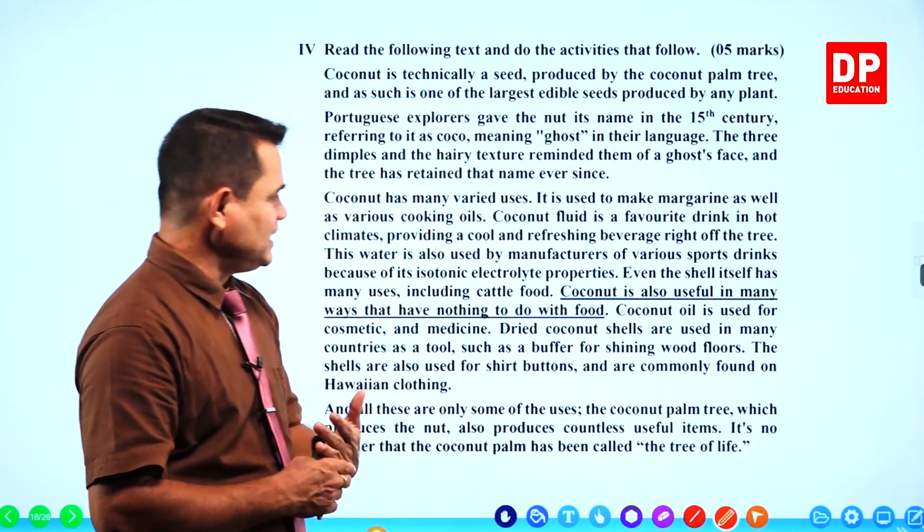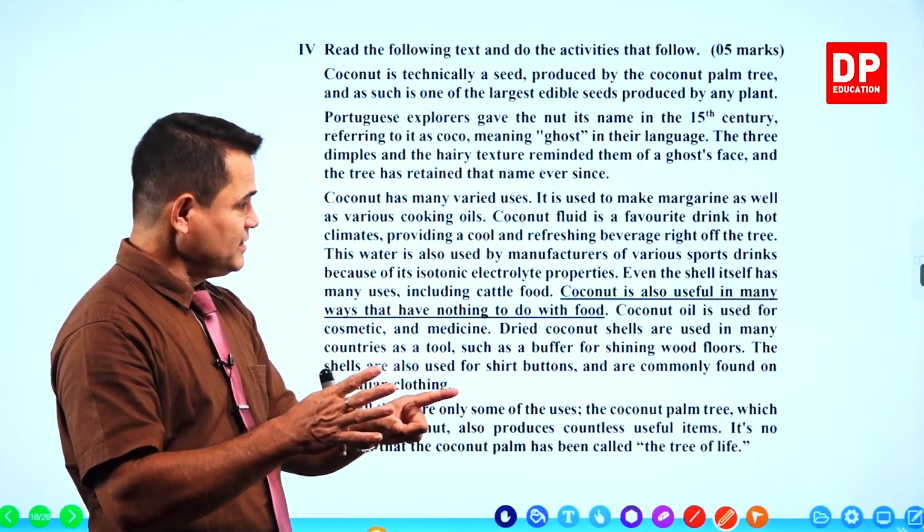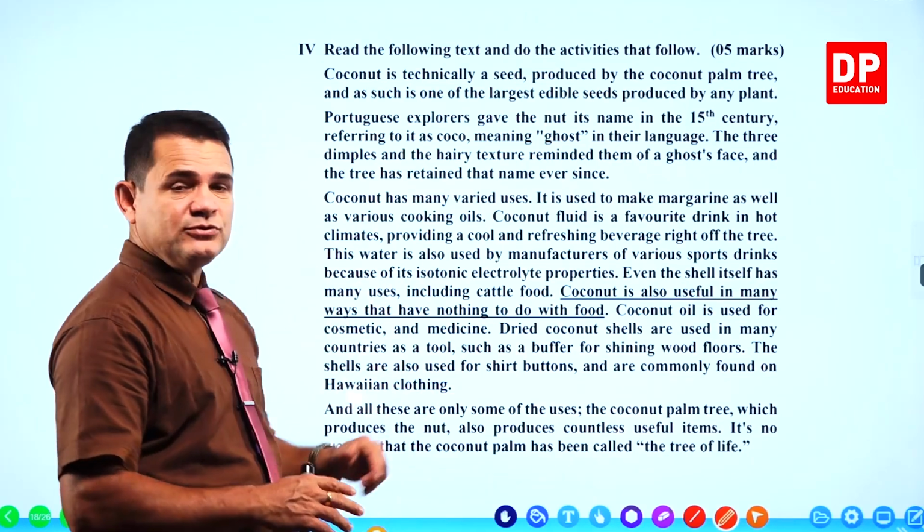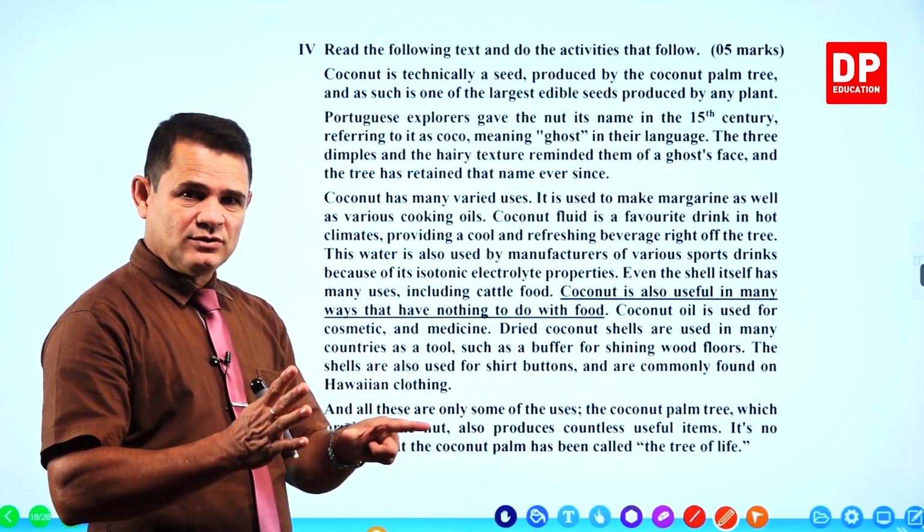Even the shell itself, you know, coconut shell itself has many uses. This coconut shell also has many uses.